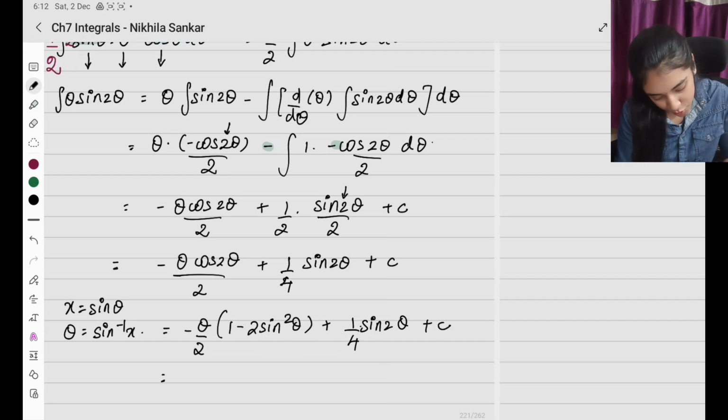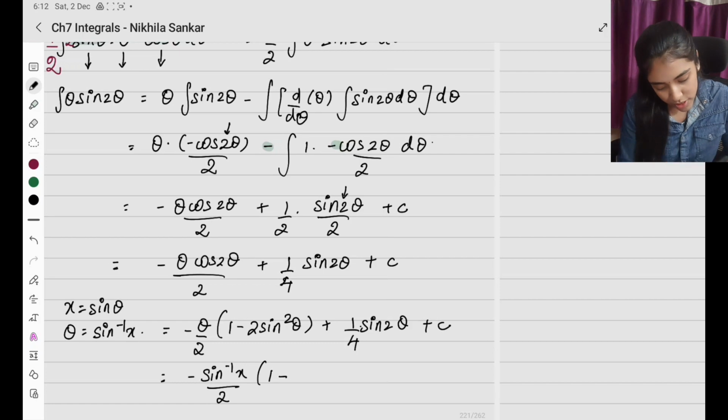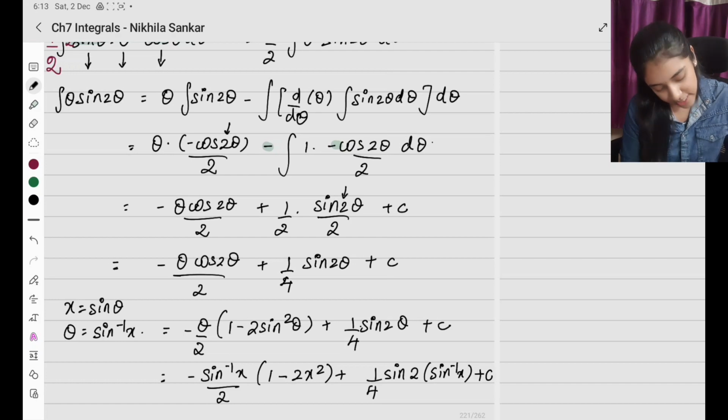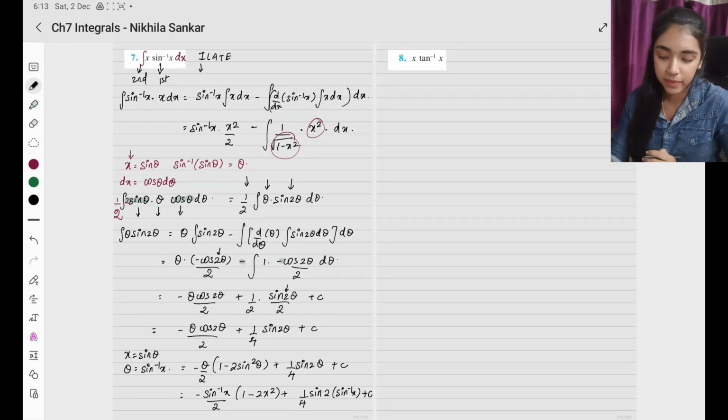So now I can substitute. So minus theta is going to be minus sin inverse of x divided by 2 times 1 minus 2 sin square theta, which is going to be 1 minus 2 x square plus 1 by 4 sin 2 times theta and sin inverse of x plus c. Okay, so this is my final answer. Please copy.